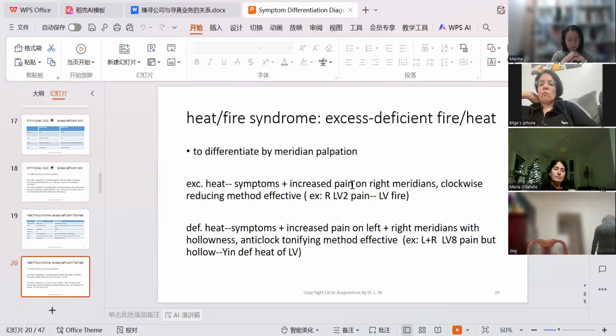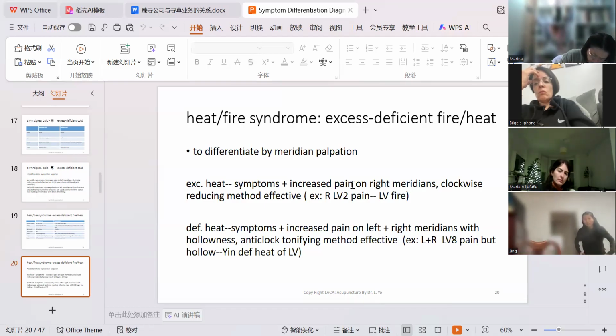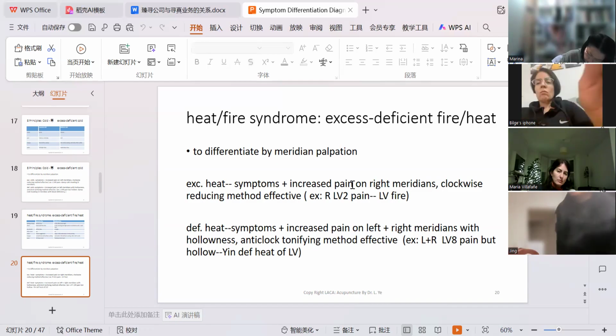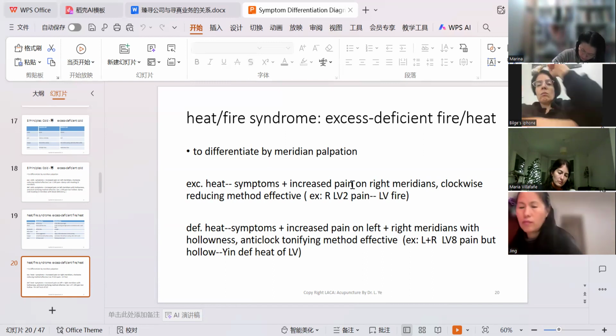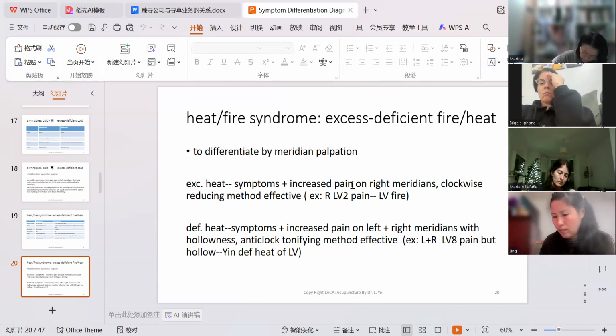Okay, let's look. So differentiation, excess or deficient heat. Excessive heat will be symptoms plus increased pain on the right meridian. Clockwise reducing method is effective. For example, earlier on we said liver fire. So people have tinnitus, and you find Liver 2 on the right is very painful, and you apply clockwise massage and it works. It can reduce the tinnitus. Then that's definitely liver fire.